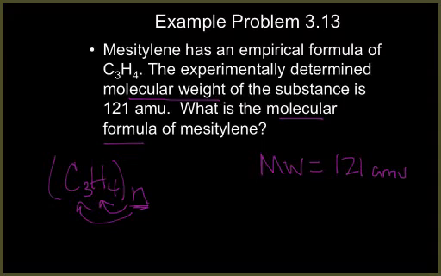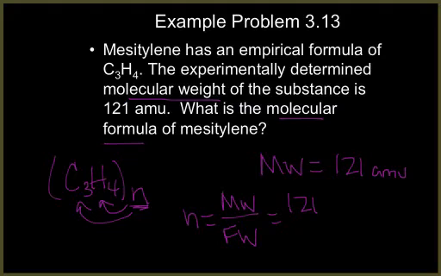So to do that, remember from the previous slide, we said N equals the molecular weight, which is always going to be either bigger or the same, over the formula weight. So the molecular weight they gave me, 121 AMUs. Now to get the formula weight, we're going to add up all the elements in that particular compound.